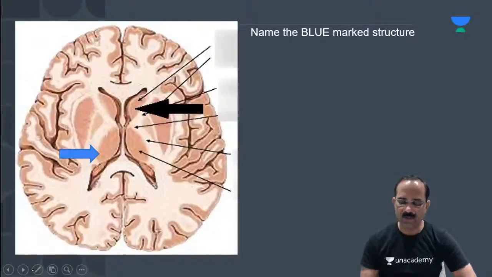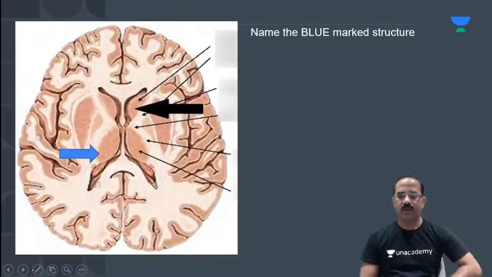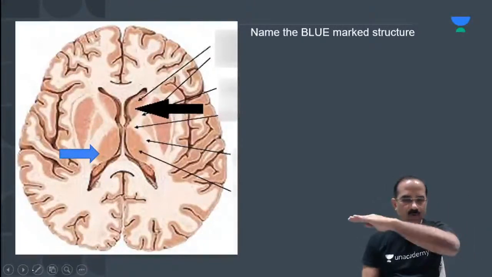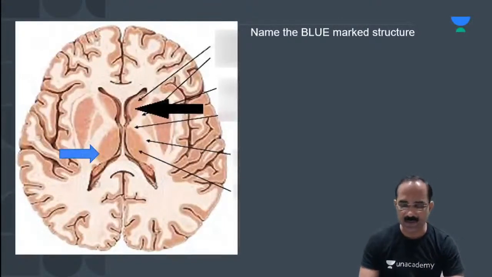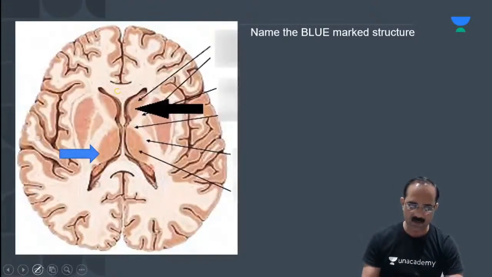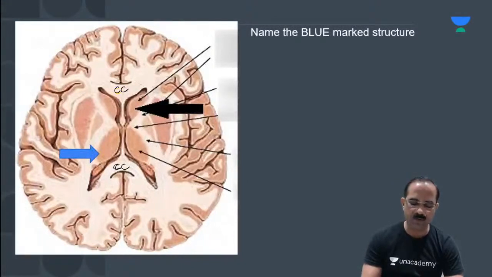Now answer this. What is this black pointed structure and what is this blue pointed structure? This is a horizontal section of the brain. Can anyone identify this first? This structure, this is the corpus callosum. This is the corpus callosum, this is also the corpus callosum. So what is this part of the corpus callosum? This would be the genu of the corpus callosum.